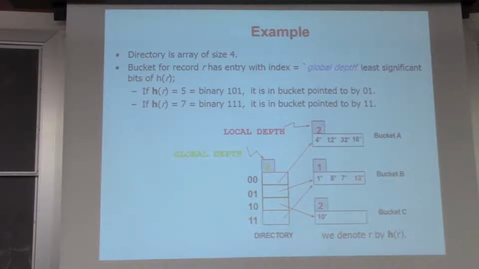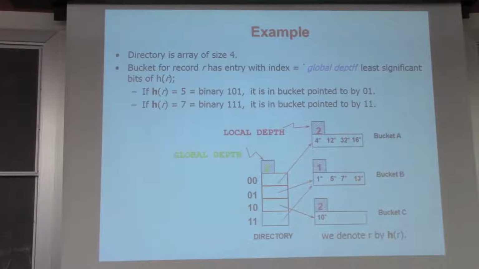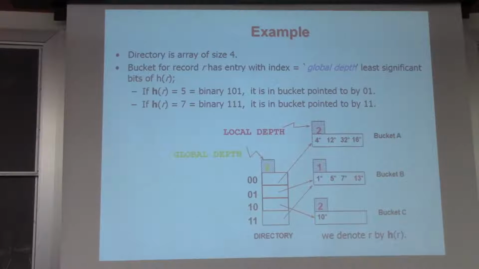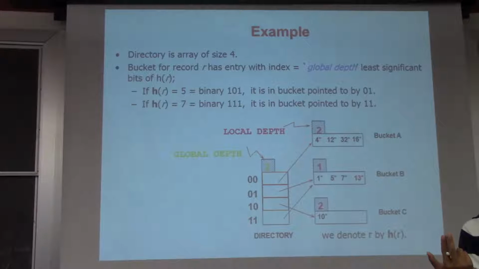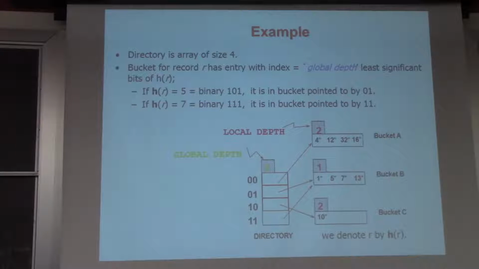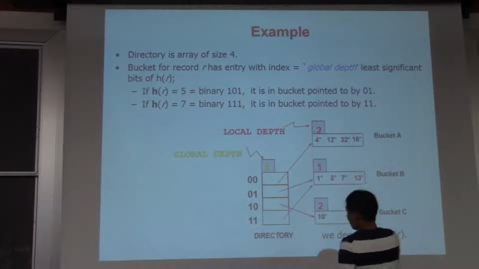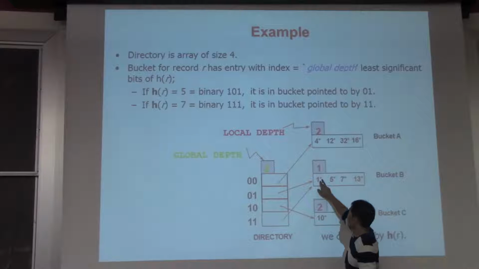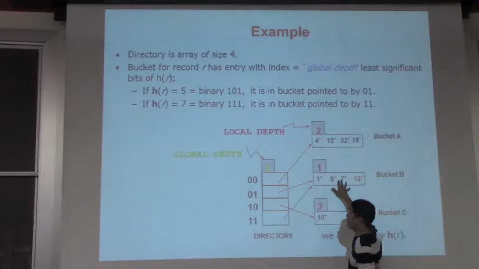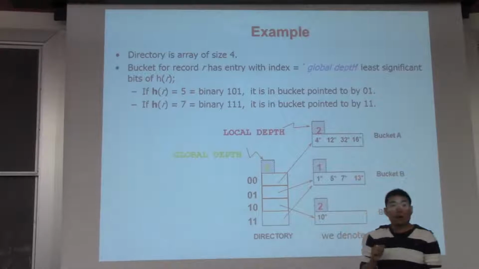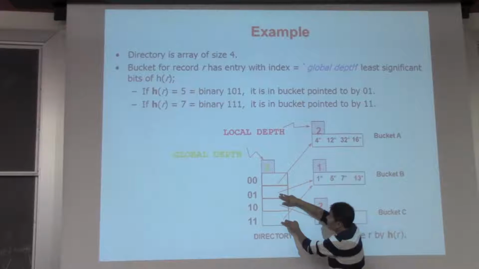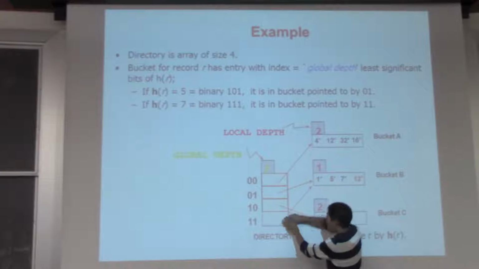Let's look at another example. If my search key value R, I hash it, the value is 7. The binary representation is 111, and the global depth now is 2. I should look at the 2 least significant bits, which is 1, 1, which means this R should go to this global bucket here, and then this local bucket here. So both 5 and 7 end up here. However, a critical observation is 5 and 7 come from different paths. One comes from here, one comes from here.